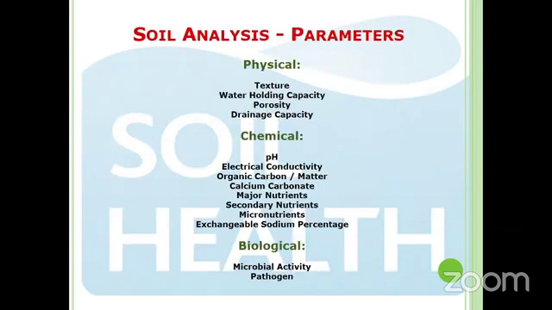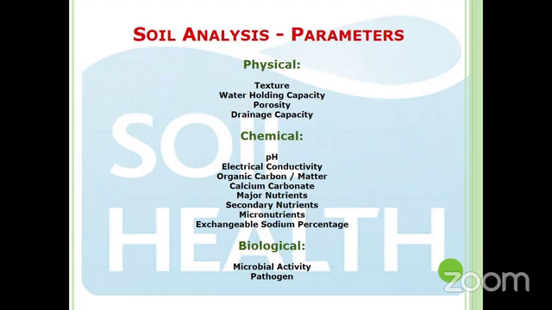When you go for soil analysis, the factors mentioned on the slides are tested in the laboratory. There are three major categories of analysis: physical, chemical, and biological. In physical factors, the soil texture, that is the proportion of sand, silt, and clay in the soil, is tested. Then water holding capacity, that is how much water the soil can hold. Then porosity, that is the amount of air or open space in the soil, which is one of the factors in soil health. And the drainage capacity. These are the physical factors checked in the soil.